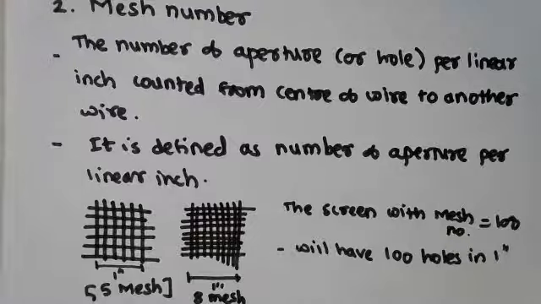So just to recap, the mesh number is defined as the number of apertures per linear inch counted from the center of one wire to another wire. So mesh number represents the number of holes in 1 inch distance in a linear direction.